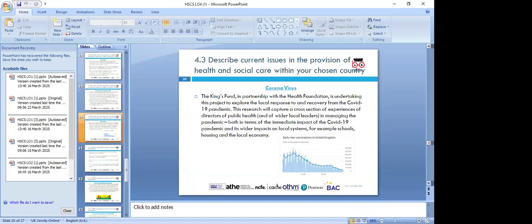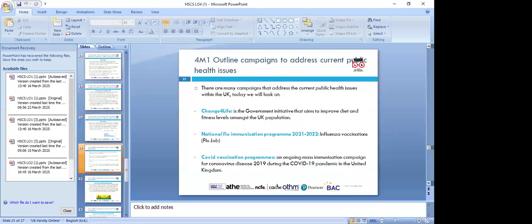Coronavirus, we all know about that. What happened in COVID, how many people died, the virus, the impact of the COVID-19 pandemic and wider impacts on the local system, for example, schools. We all know how massive the effect of coronavirus was, okay?